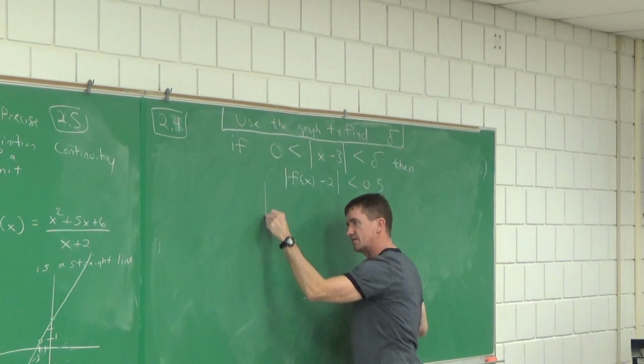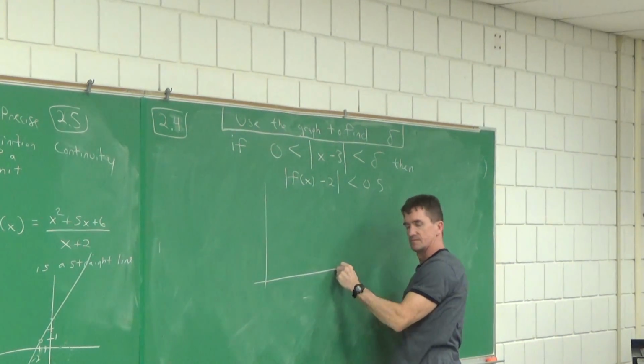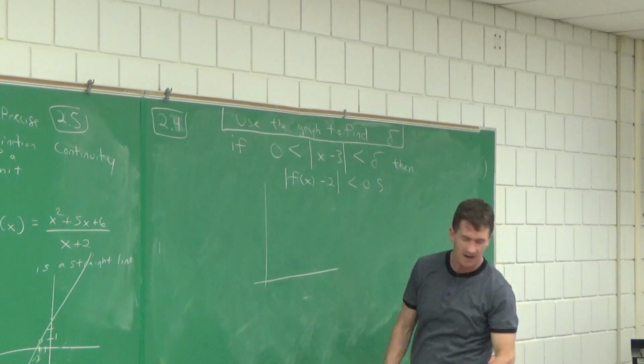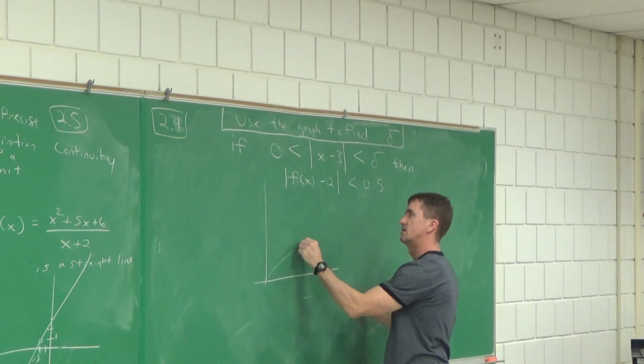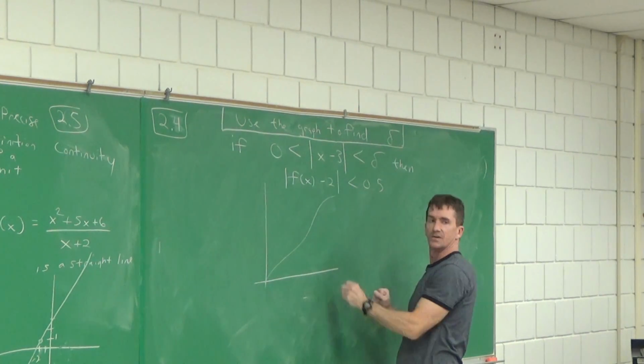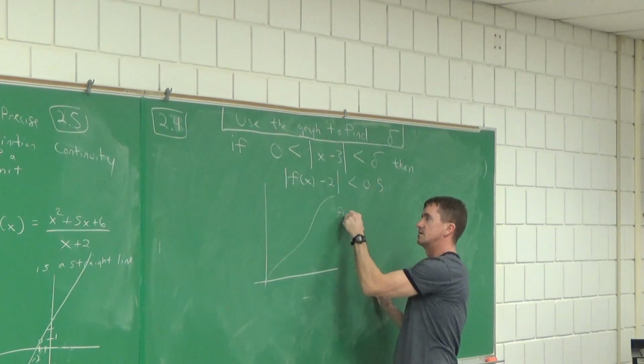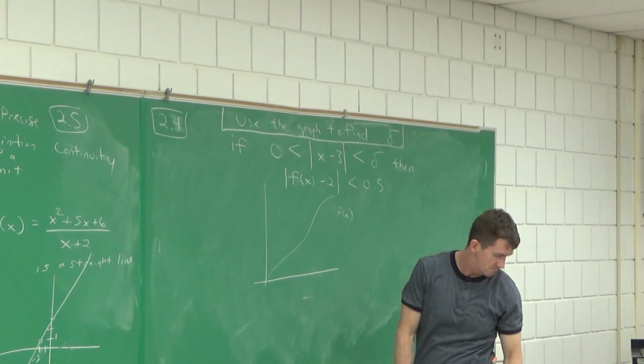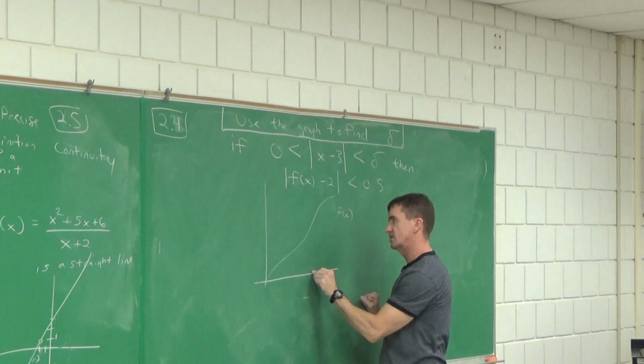But they got a picture of a graph. Alright? And in this graph, there's the function f of x. Here's the x value 3.